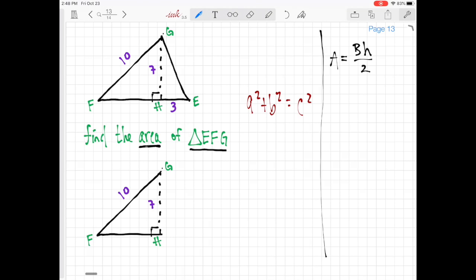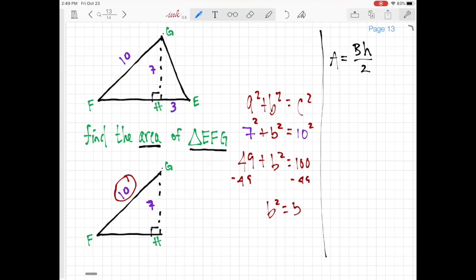Let's say this is my a side. So let's plug that in, 7. We don't know the b, so we'll say b squared equals, and we know the c, we know the hypotenuse, so that's 10. Then we can start to simplify. 7 to the second power is 49, plus b squared equals 10 to the second power, which is 100. Then we subtract 49 from both sides, and we get b squared equals 51.